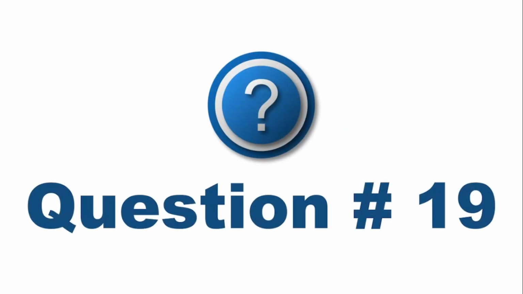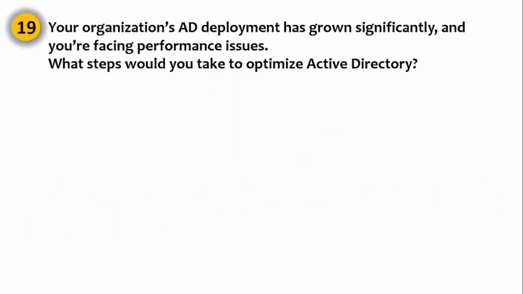Question number 19. Say your organization's Active Directory deployment has grown significantly and you're facing a lot of performance issues on the Active Directory. So what steps would you take to optimize Active Directory now? So your Active Directory has grown exponentially and we are facing some performance challenges. So what steps will you take to optimize the Active Directory?